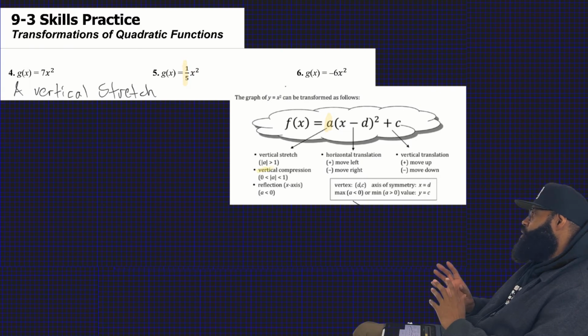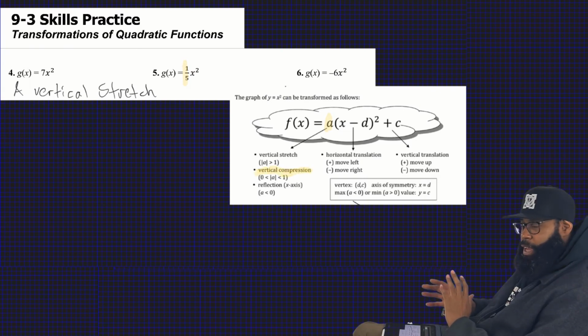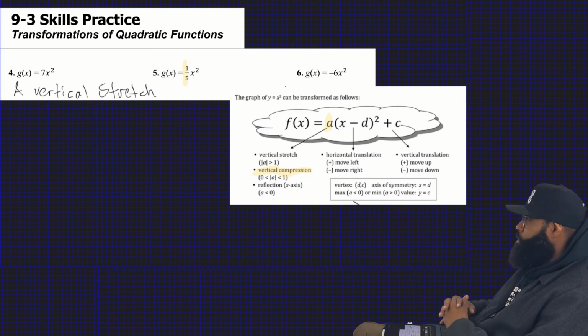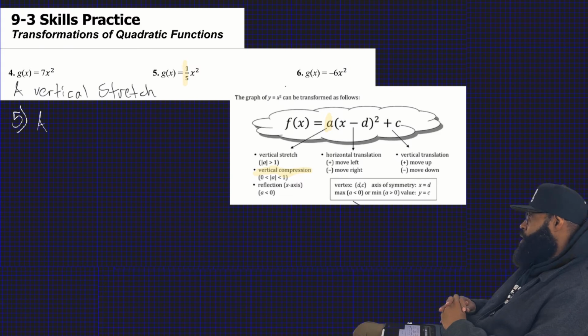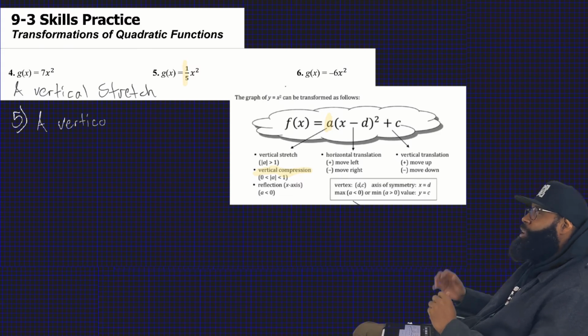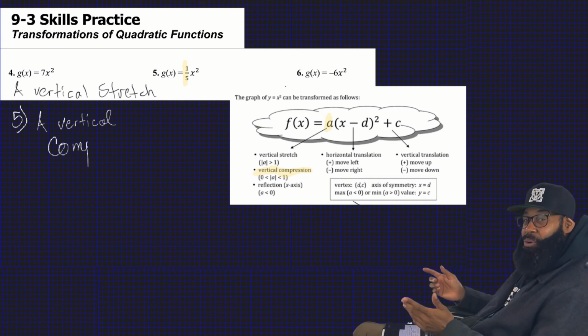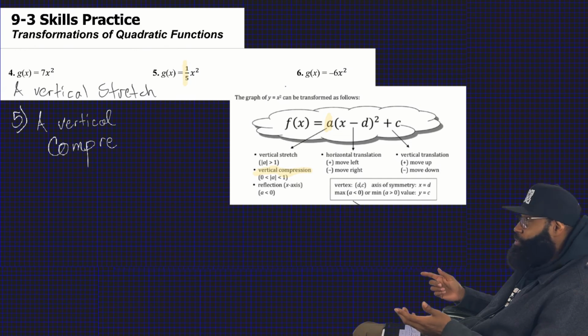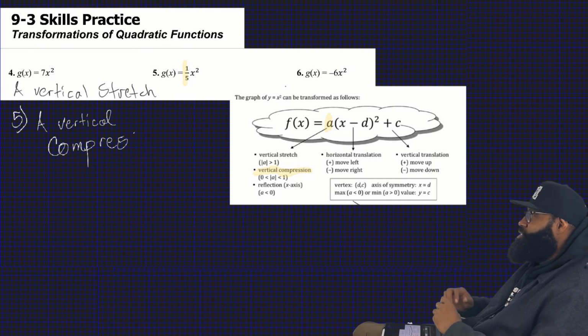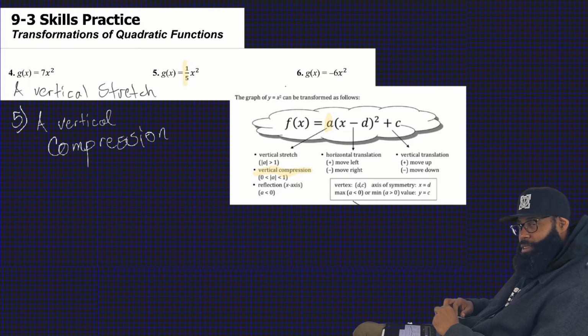Now this is where, again, fractions will kill any kid that never enjoyed it. Right there it says 0 less than the absolute value A less than 1. So in other words, between 0 and 1. What numbers are between 0 and 1? Fractions. 1/2, 1/3, 2/5, right? So they're saying if it's a fraction, it will be a vertical compression.